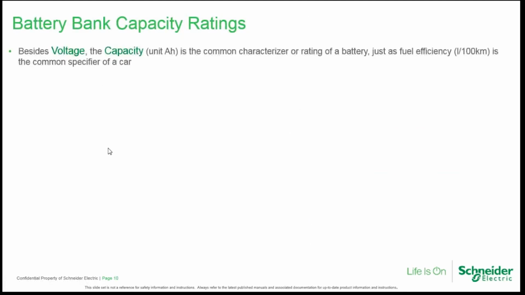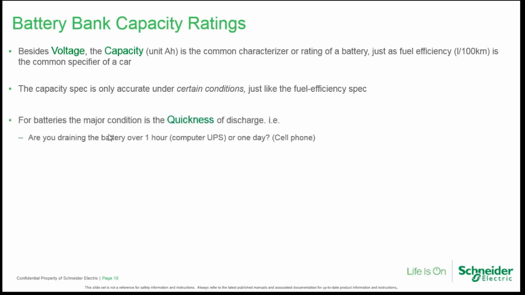So let's talk about the ratings, because we are used to buying 12 volt batteries, 1.5 volt batteries, but the other big number is the amp hours. Just like when you buy a car, what's its fuel economy in liters per 100 kilometers or miles per gallon. But this is one of those specs that's only accurate under very certain conditions, just like the fuel efficiency spec, right? And the major condition is how quick are you discharging that battery? Are you expected to have that battery last for an hour, like in a computer UPS? Are you expecting that battery to last the whole day, like a cell phone?